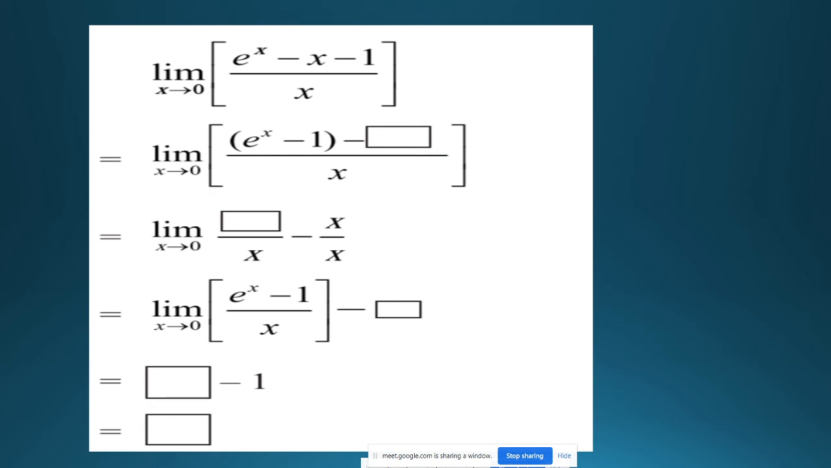Just try to see. What is missing from the first step? You should write it in the second step. Right? What is missing from the first step? No, the 1 is used over here. The 1 is used over here. Yes, I should write x because x was missing.